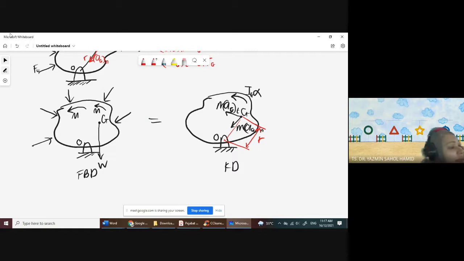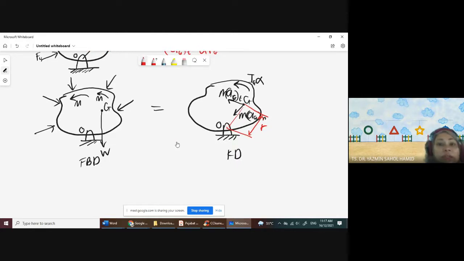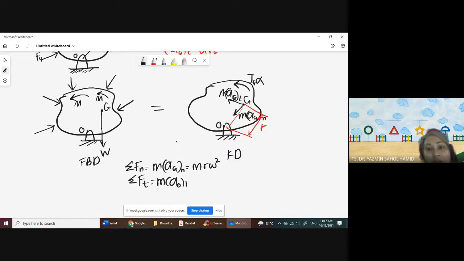So basically what you need to do is create the equation. You apply the equation of motion, and for this part it is summation of forces Fn equals to m a_Gn, and you know a_Gn is what? R omega squared. And summation of forces Ft equals to m a_Gt, which is m R alpha, or alpha R, no matter, same.